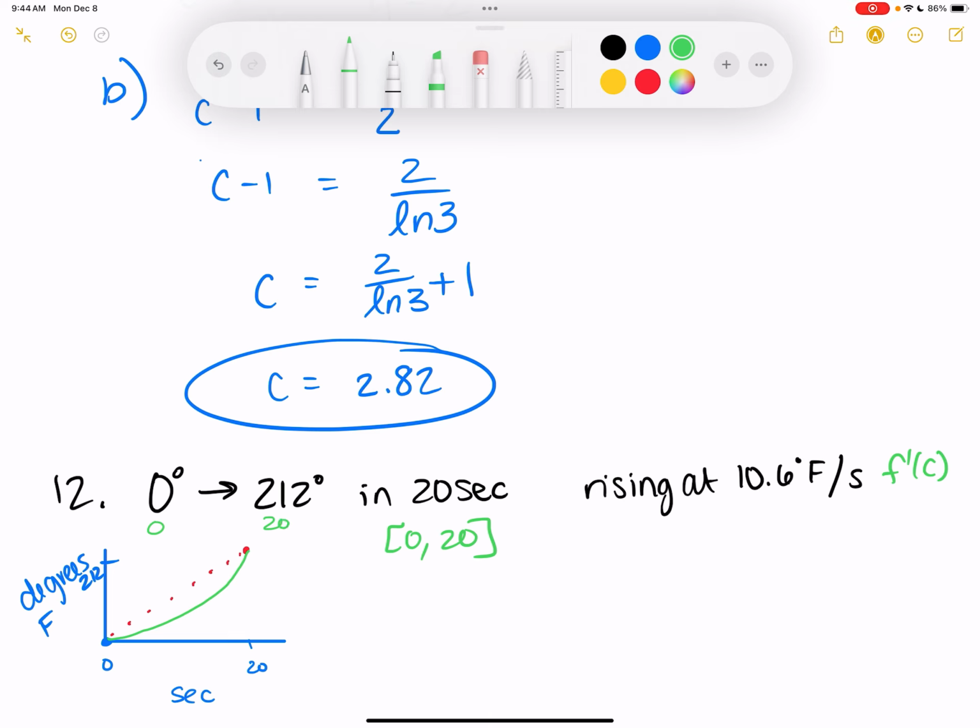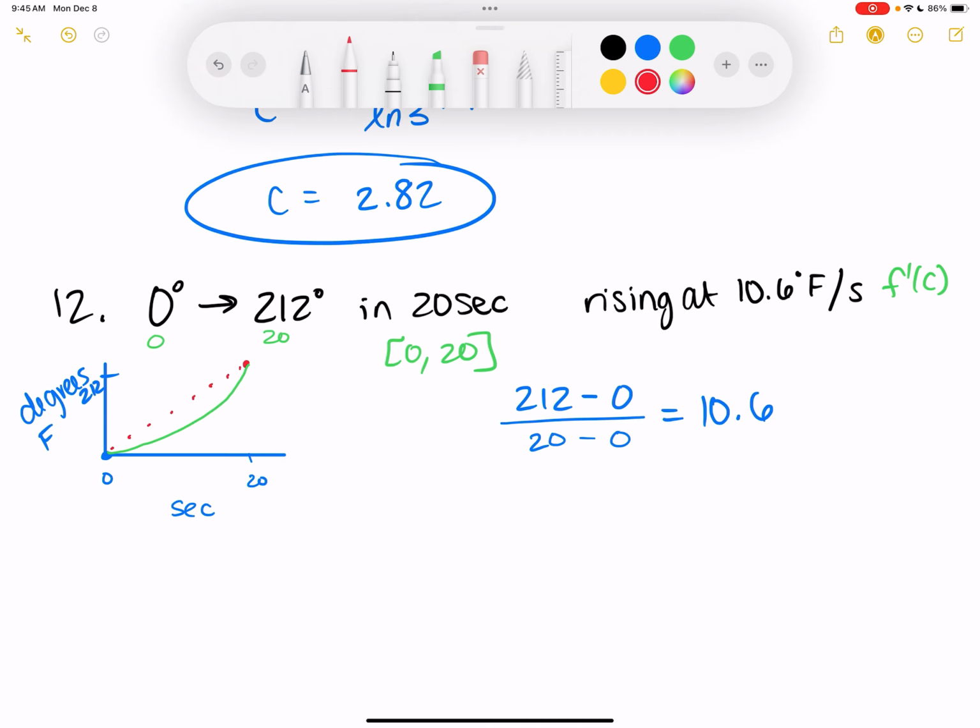Okay. So we would have 212 minus 0 over 20 minus 0. Now, ordinarily, if I was actually solving this, I would probably not be writing the zeros, but to show that I'm using the mean value theorem, I'm going to write it this way with the zeros in here. And then we're going to show that that's equal to 10.6. So we're technically not solving anything with this problem. We're just showing that we could use the mean value theorem.